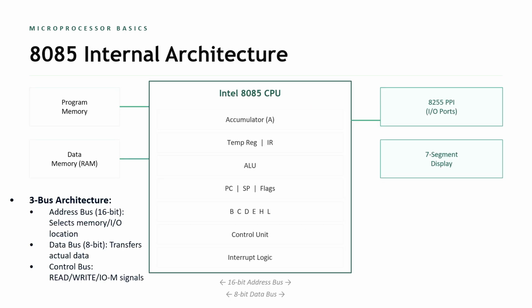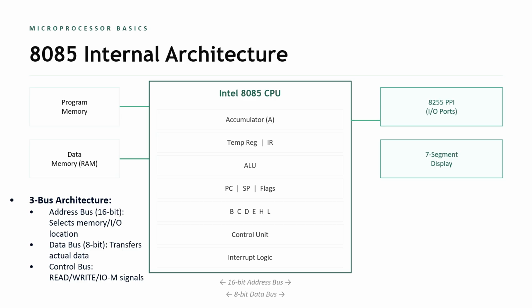This slide shows the internal architecture of the 8085 and how it connects to the rest of our experiment. At the center is the Intel 8085 CPU. Inside it, we have the accumulator, which is the main working register for arithmetic and input-output operations. We have general purpose register pairs BC, DE, and HL. We have the ALU for all arithmetic and logic. We have the program counter, stack pointer, and the flag register.